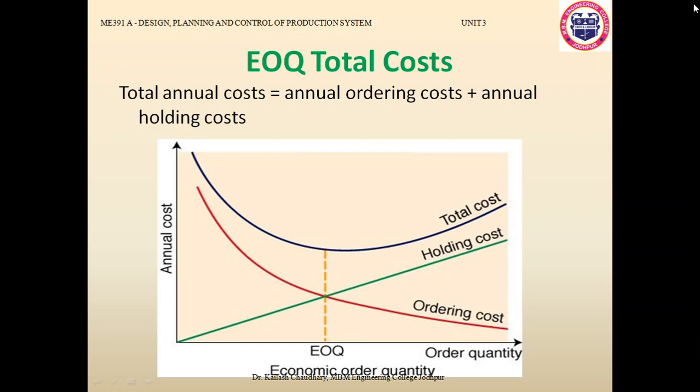goes down if the quantity of order is increased, because if you place a large number of items in an order, you can possibly get a reduced cost for your order, while the holding cost is 0 in the starting, and it goes up if your quantity is more. And you can see the one vertical line, that is for EOQ. This is the quantity for which you will get the minimum cost as shown in the total cost curve.